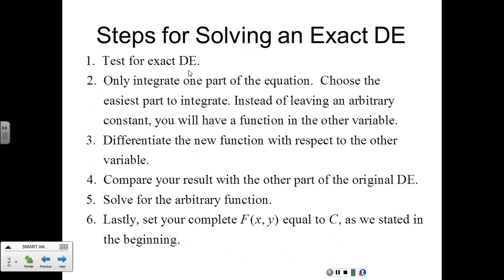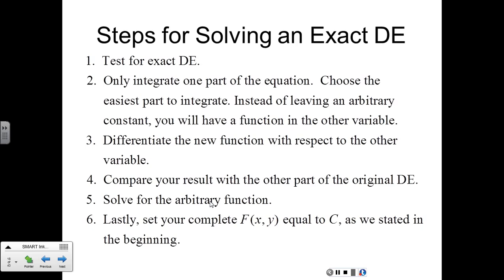Test to see if it's an exact differential equation. Integrate only one part of the equation. Choose the easiest part to integrate. Sometimes you may have a more complicated problem than what we just had here. Okay? Instead of leaving an arbitrary constant, you'll have a function in the other variable. So notice I said possibly something in just x, or g of y, something in terms of just y. Differentiate the new function with respect to the other variable. Compare your result with the other part of the original differential equation. Solve for that arbitrary function.